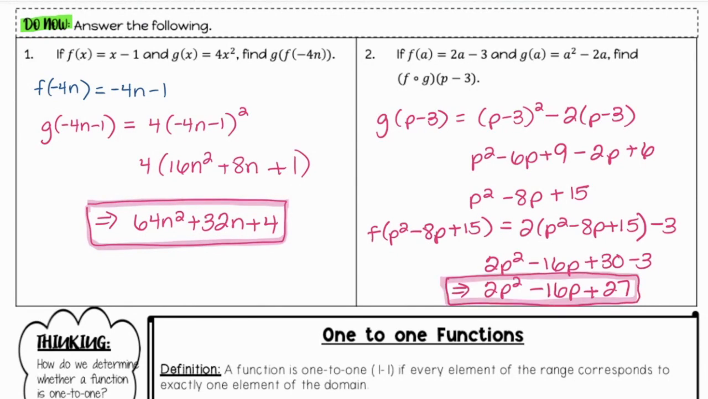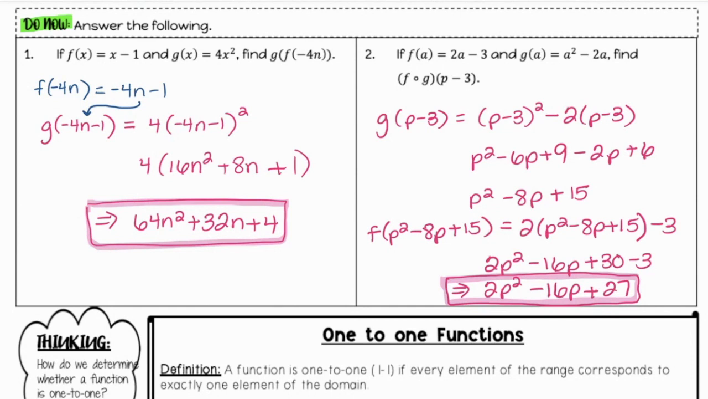Okay, so here are my two answers. For number one, we start off with the f function. We input the given original input of -4n. We get an output of -4n minus 1. That is our new input for our second function, which is g. I input that into my second function, I do my algebra, and I end up at 64n squared plus 32n plus 4.